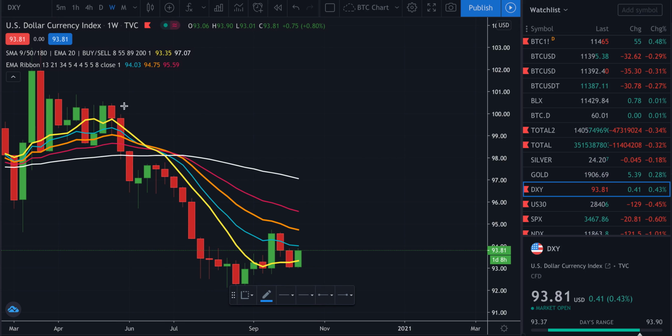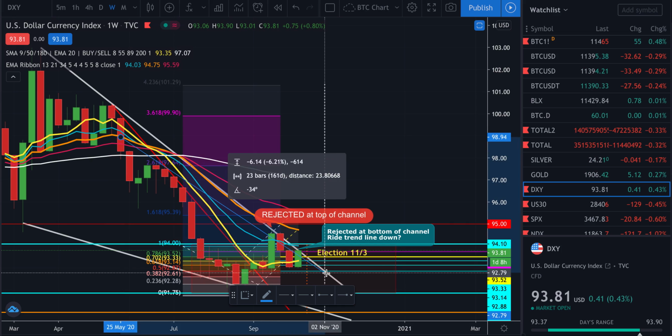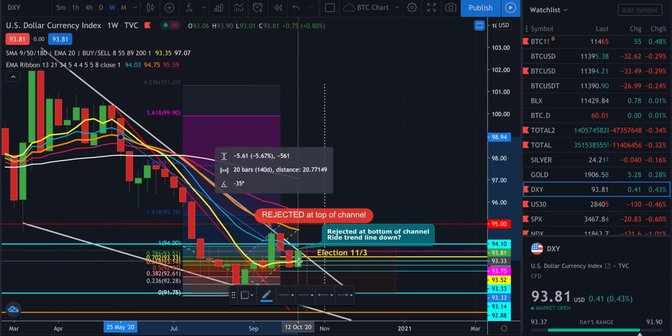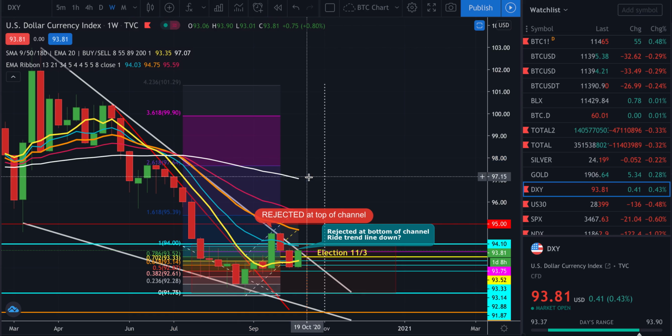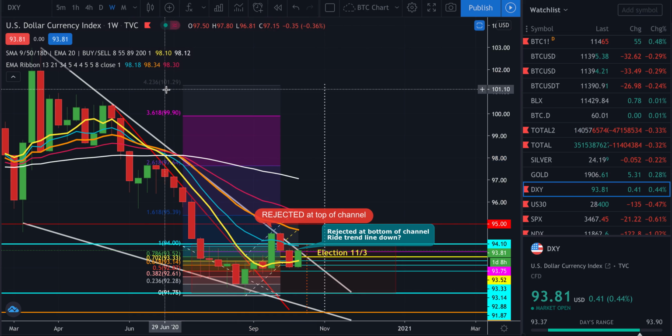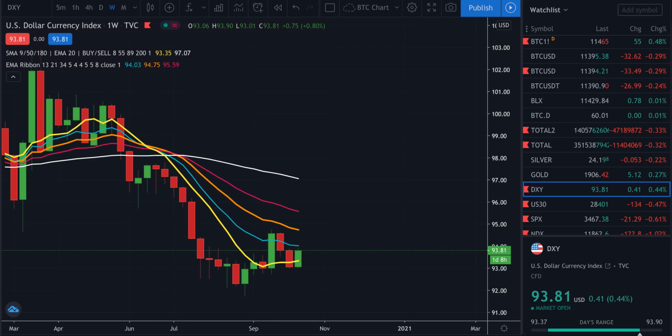Now, if it rejects off of this again, it'll be significantly below this moving average for a very extended period of time, for 20 weeks. So that's my indicator for the long term. I believe that if we break above this 13 week, then we're bullish as long as we're closing above it. As you can see here, when we broke above it, we came down violently the next week.